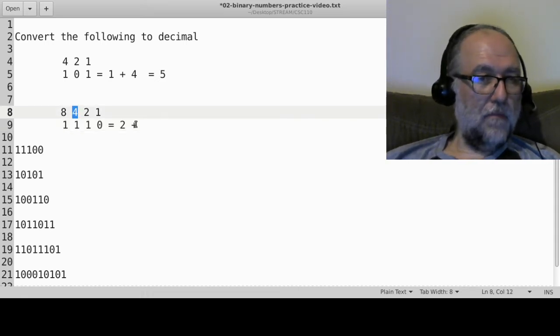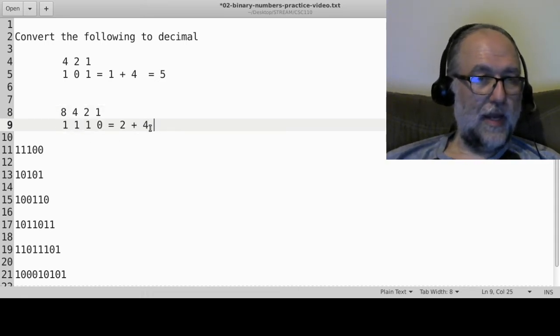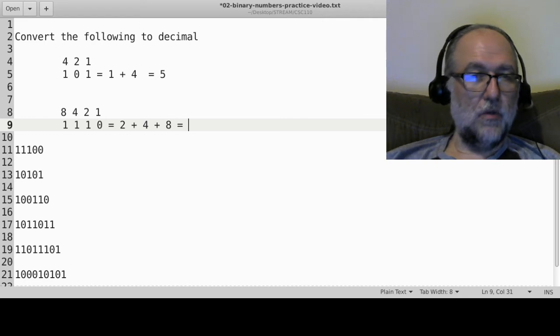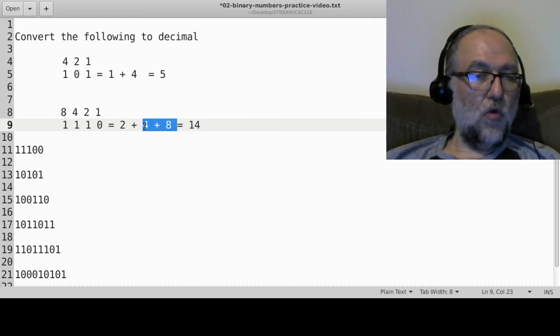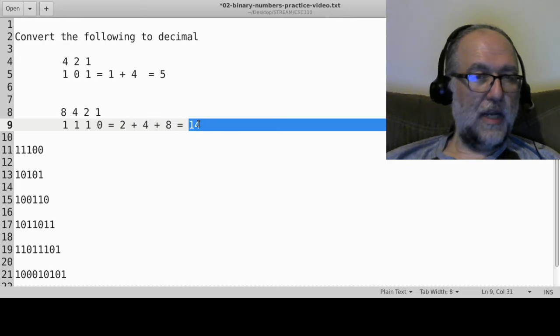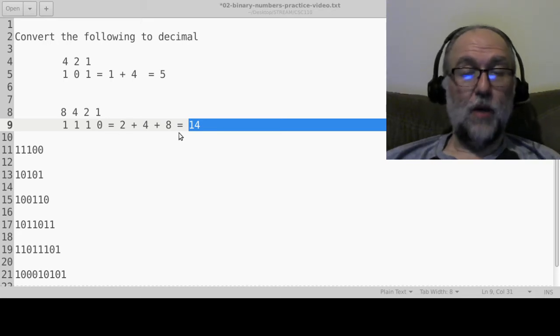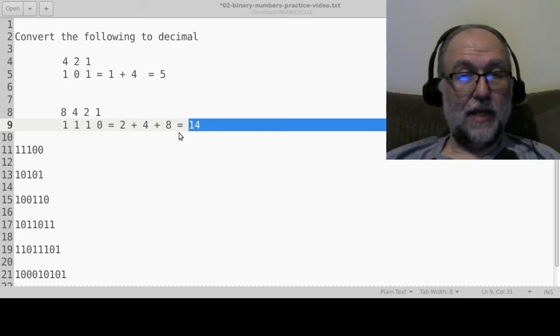I have a 1, a 4 there, like that. And I have an 8, like that. And so, what's that equal to? 14. All right. 8 plus 4 is 12, plus 2 is 14. And there you go. Okay, so binary 1, 1, 1, 0 is equal to 14. That one you should also be able to just look up in that table.